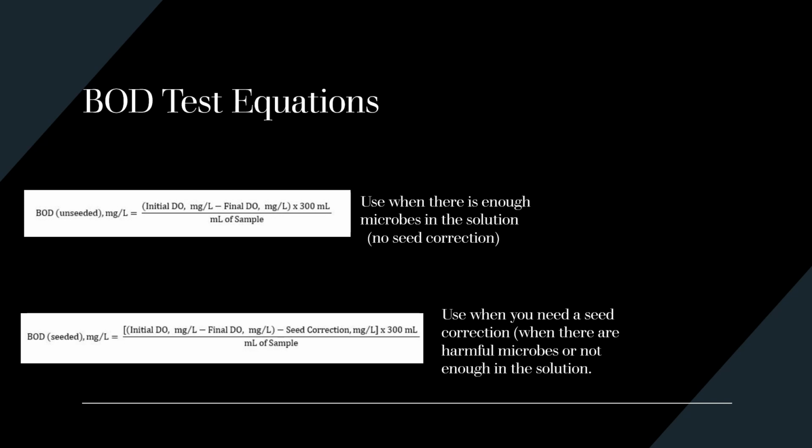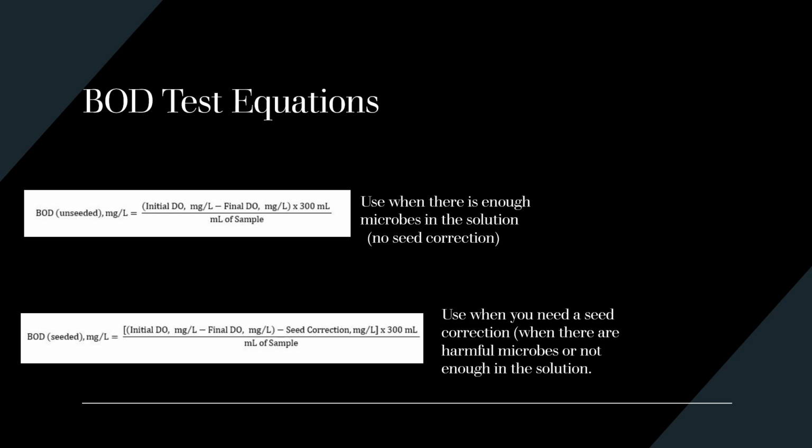So with these tests, you can pick the amount of the sample and plug it in to see how well the BOD is removed. The first equation you use when there are enough microbes in the solution, so you don't need a seed correction. In this equation, you subtract the initial dissolved oxygen from the final dissolved oxygen, and you multiply it by the 300 milliliters. The 300 milliliters used in both equations is standard because a BOD bottle is 300 milliliters, and then you divide it all by the milliliters of the sample.